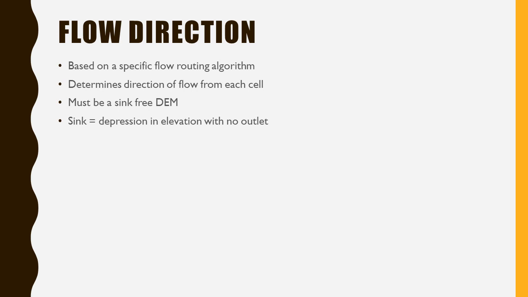So we have to fill these points, because the fundamental premise of flow accumulation and flow direction is that every cell in the digital elevation model drains to somewhere. And so that's what we do. A sink is a depression in elevation with no outlet, and so we have to fill the sinks and basically raise them up until they reach an elevation where they are no longer lower than all their surrounding cells. And then we can proceed with hydrology analysis.